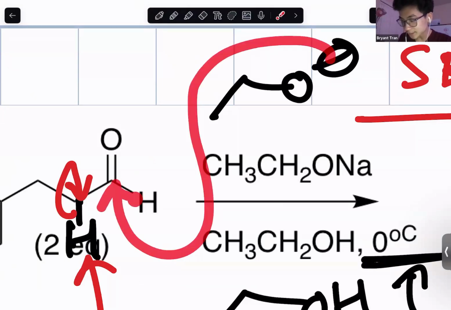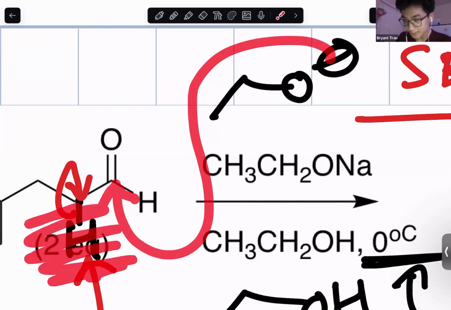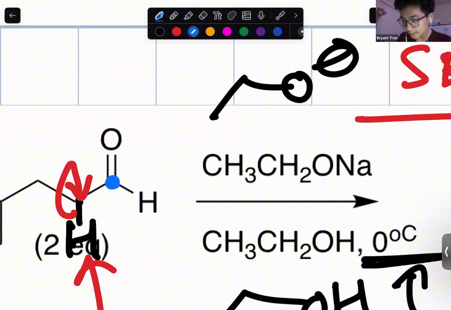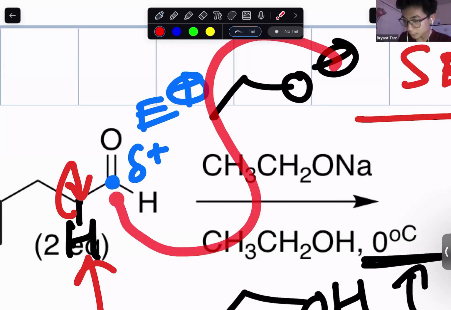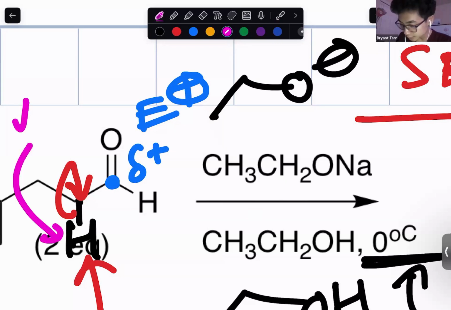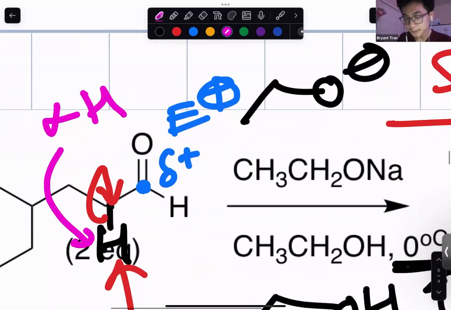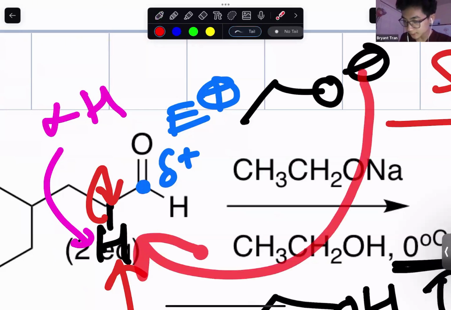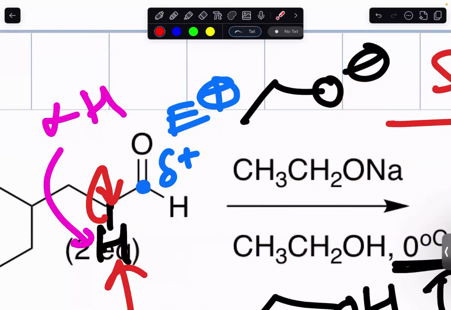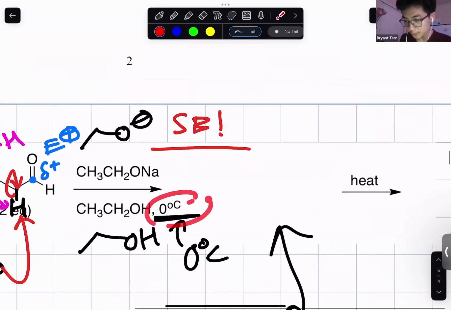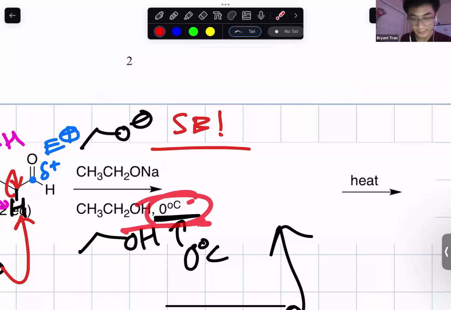That is going to be true if we do not have an alpha hydrogen present, right? Because this carbon here is an electrophile because it's partial positively charged. So this OR minus here would attack that if there was no alpha hydrogen present. But because this alpha hydrogen is present, there's a competition of reactions here. An acid-base reaction versus a nucleophile electrophile reaction. Which one is faster, acid-base or nucleophile electrophile? Acid-base. Yes, acid-base.